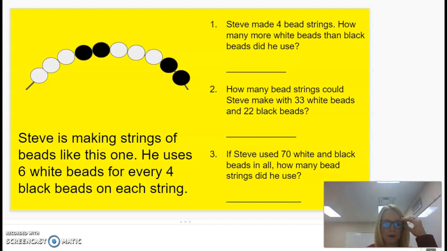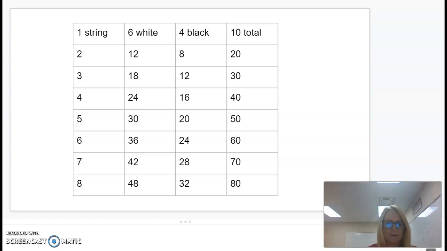Question 1 asks, how many more white beads than black beads could Steve use for 4 strings? Now that my ratio table is done, I can just refer to it. Looking at 4 bead strings right here, that's 24 white beads and 16 black beads. So the difference between 24 and 16 is 8.